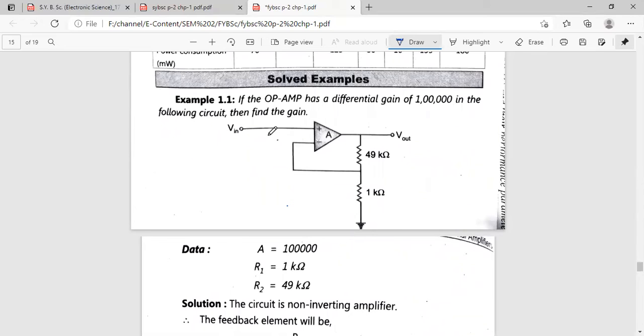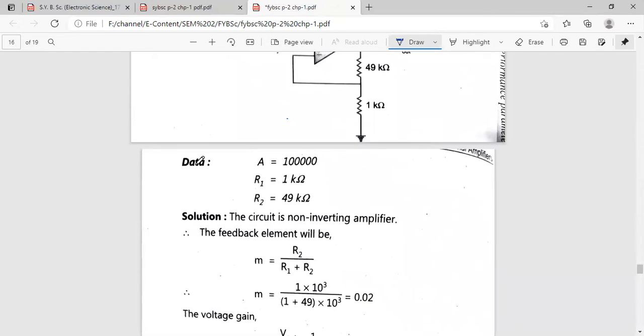In the diagram, as you can see, input is applied to the non-inverting terminal of the op-amp, and the inverting terminal is connected to the output of the feedback system. There are two resistors, 49 kilo ohm and 1 kilo ohm, and there is an output voltage. What we have to find is the gain. First of all, what is given? Gain is equal to 1 lakh, R1 is 1k, R2 is 49k.